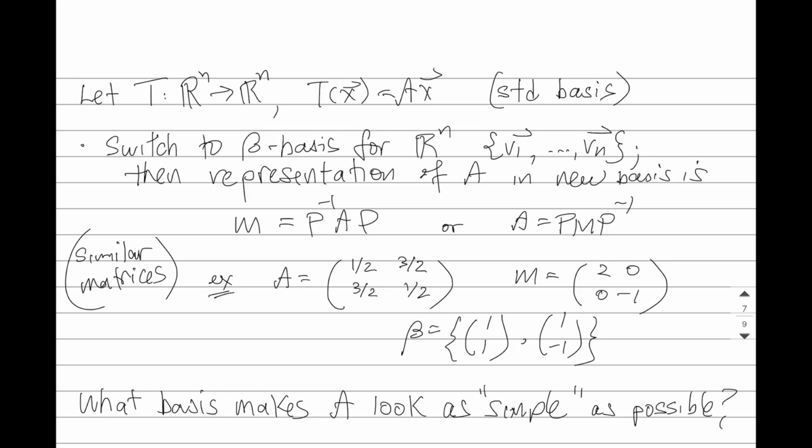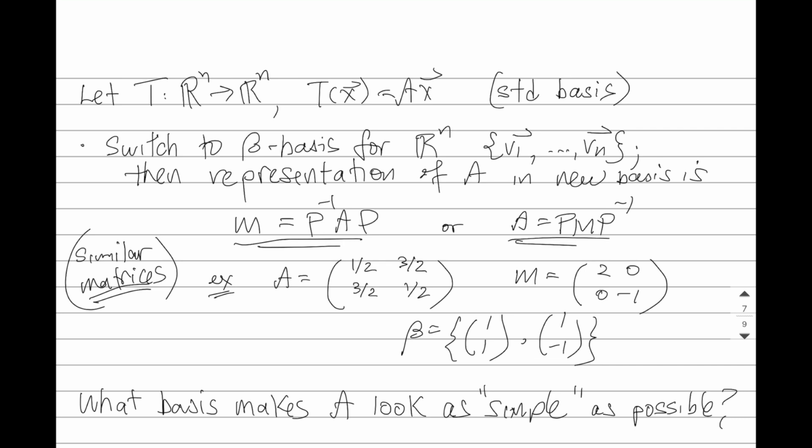For a linear transformation from Rn to Rn, we can always use a matrix multiplication. When we switch basis from the standard basis to some other basis, the matrix representation, that A, will also change. This is the concept of similar matrices. A is represented by M, P inverse AP. You could also do some matrix algebra to connect them in this way.